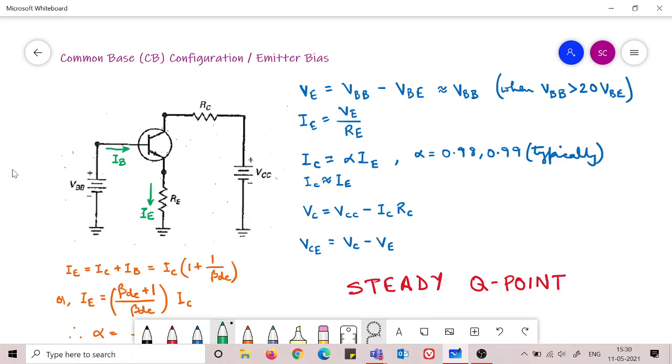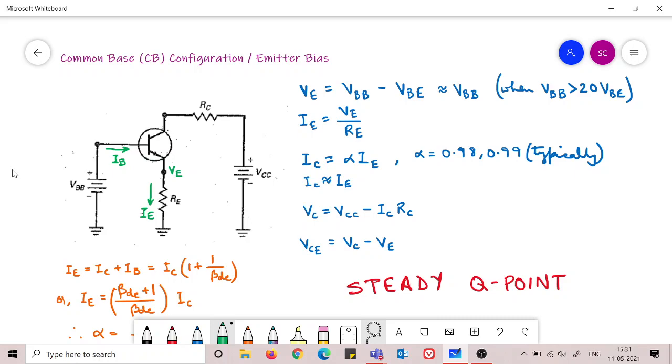How can we figure out IE? Because we can get this voltage VE very easily. We know VBB, we know VBE. So VE is VBB minus VBE. And we can often neglect this VBE also. But it is an approximation, you can keep it, you may neglect it, it depends upon you. If you are using ideal, then you neglect it. So VE is almost VBB. So what is IE? IE is VE by RE. Once you figure out this VE, IE is nothing but VE by RE. So you get the current IE.